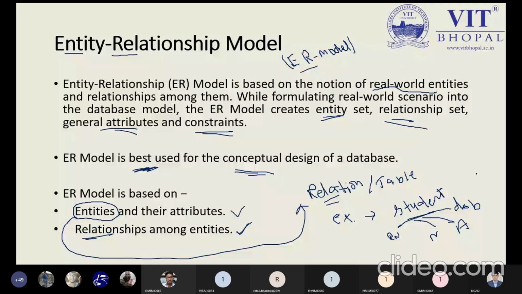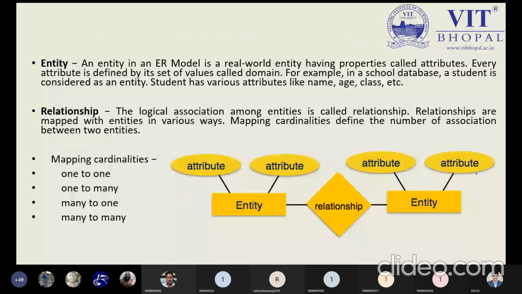Okay. So now see entity. An entity is a real world entity having properties called attributes. Now this part we have already discussed many times. So in an ER model, an entity is a real world entity which keeps some properties, those are the attributes, like the room: room number, size, color, number of walls, number of doors, number of windows are part of the attributes. And every attribute defined by its set of values is called a domain.